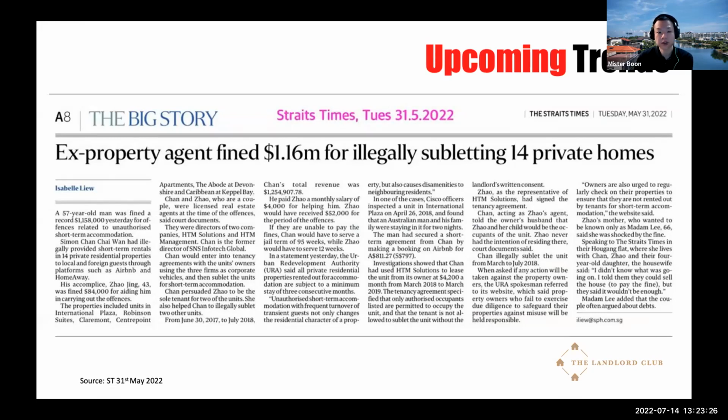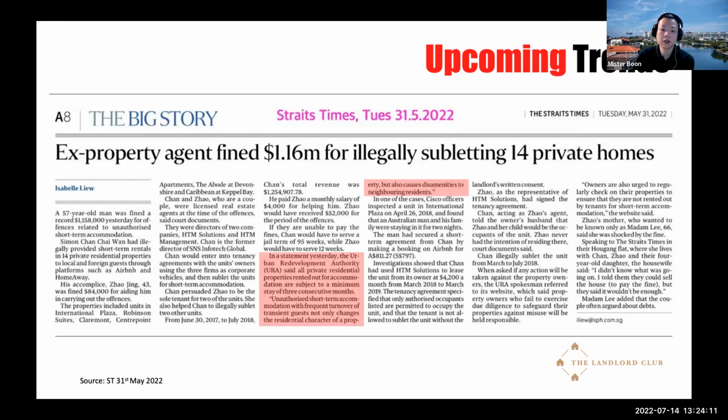A 57-year-old man was fined $1.158 million for illegally subletting 14 private homes. So they do it for Airbnb. So that's why government came in and cracked down on all this very hard. And of course, being a real estate agent, they have all the lobangs, they have all the listings, they can see much faster than anybody else. But the thing is now, lots of co-living operators, they are so-called aspiring co-living operators. They might be just a new startup. They also want to do the same thing. So that's the worrying part of what we are seeing.